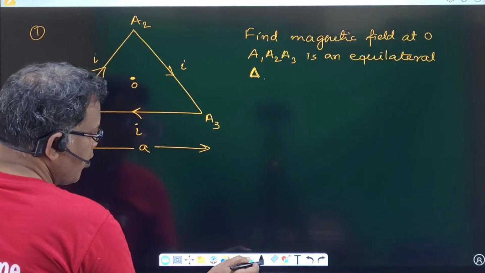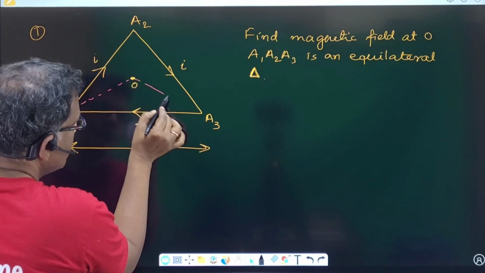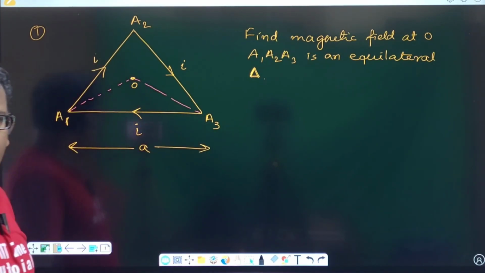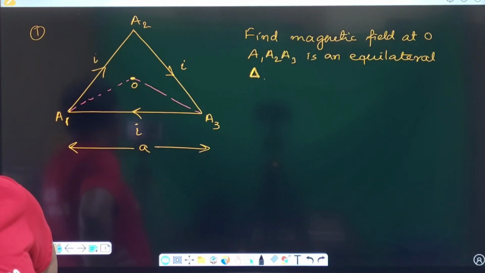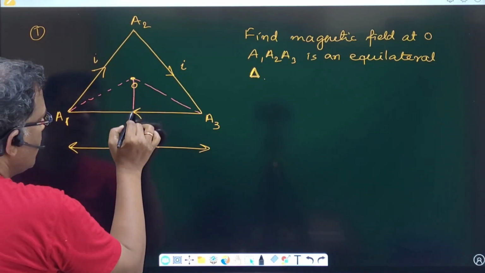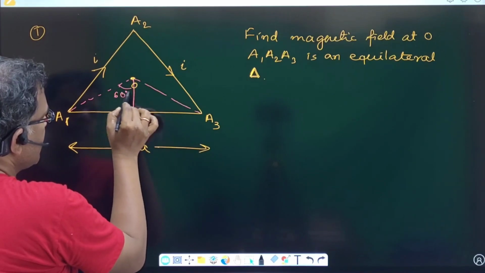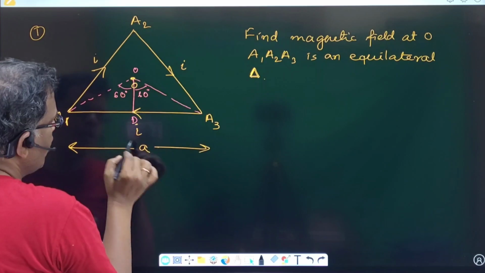Which formula have you applied? Tell me. Mu naught I by 4 pi r into sin alpha plus sin beta. So what is the value of alpha and beta you have taken? 60 degrees. And what value of r have you used? A by 2 root 3. This you have taken 60 degrees, this you have taken 60 degrees. And later this is D, OD you have written.